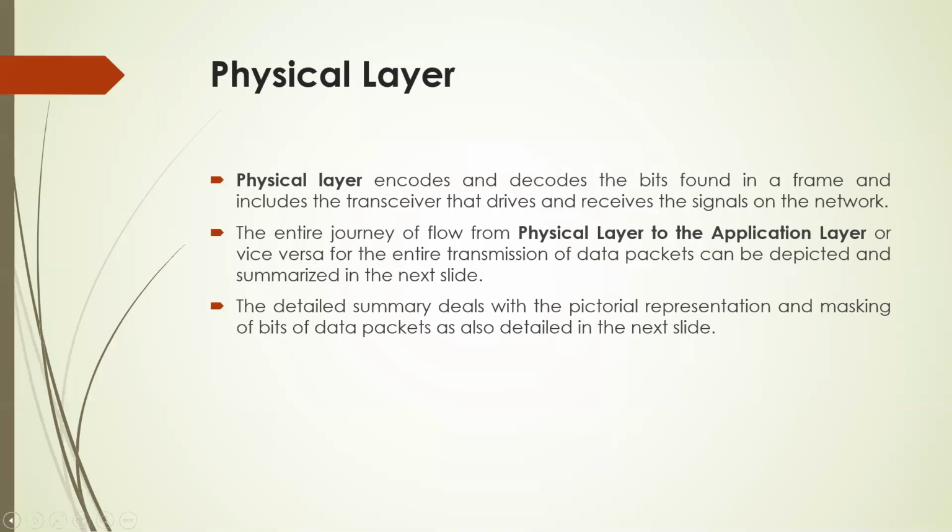What is the job of the physical layer? The physical layer encodes and decodes the bits found in a frame. The job of the physical layer is encoding the message or the bits and decoding at the receiver side. Why is encoding and decoding required? Does anyone want to attempt why encoding and decoding of bits is required?